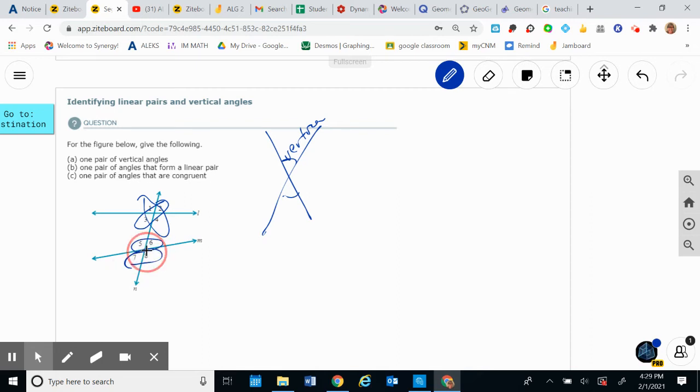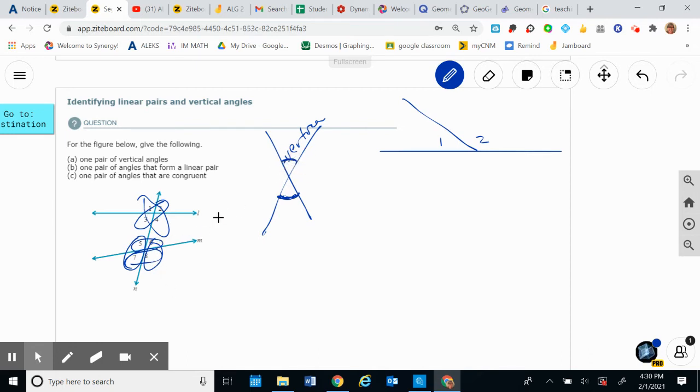7 and 8, 5 and 6, 6 and 8, 5 and 7. Angles that are on the same side. Basically, you're looking for any angles that do this. This is a linear pair. They add up to a line. 1 pair of angles that are congruent. That's vertical angles. Vertical angles are congruent. Look. Okay.